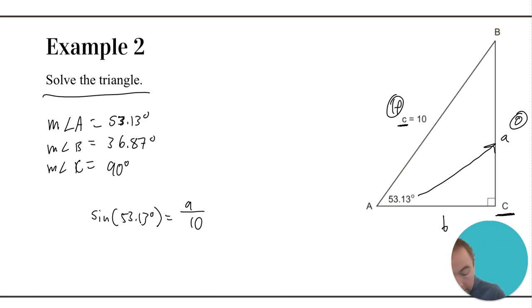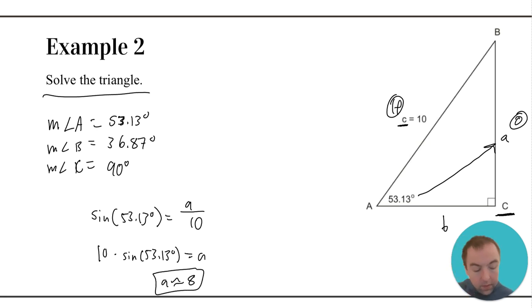To solve for a alone, you just need to multiply both sides by 10. So 10 times the sine of 53.13 degrees would be equal to the length of a. In my calculator, it's like 7.9999, which is basically 8. So side a is 8 long. We also know that c is 10 long, as was given. And then we just need to find b.